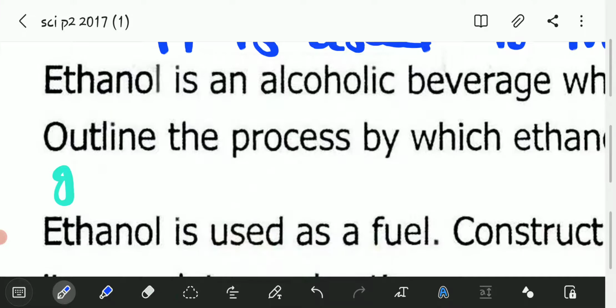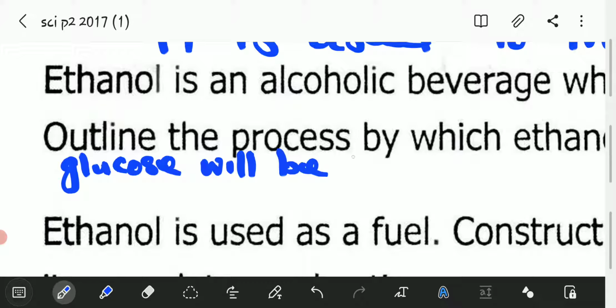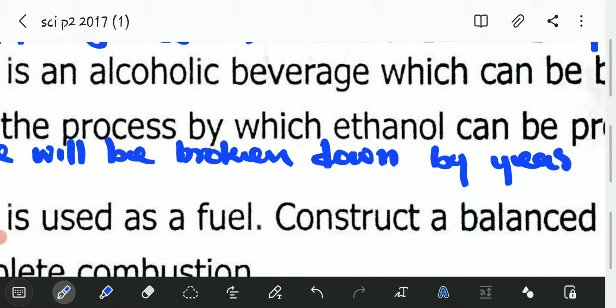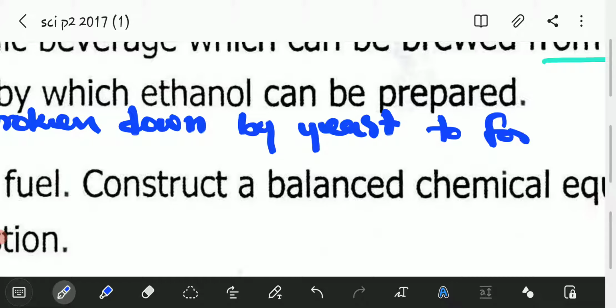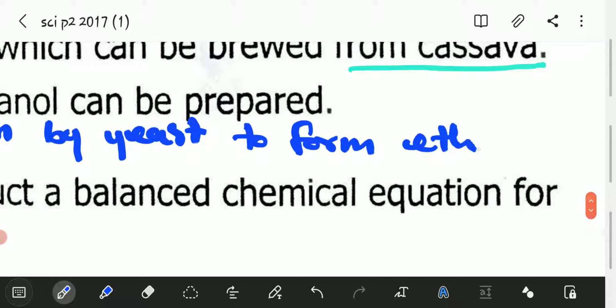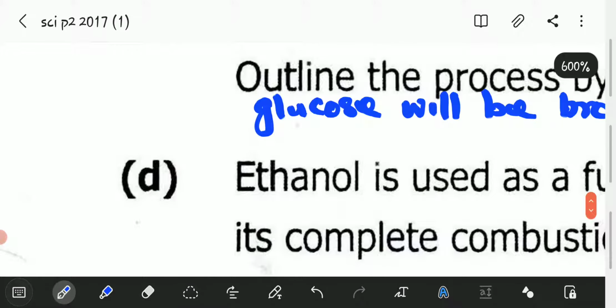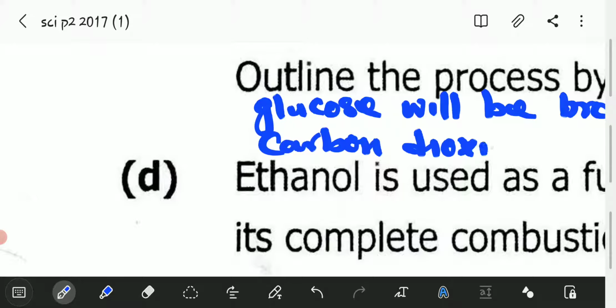We need glucose, first and foremost. So we are going to state that glucose will be broken down by the enzyme yeast to form ethanol and carbon dioxide.